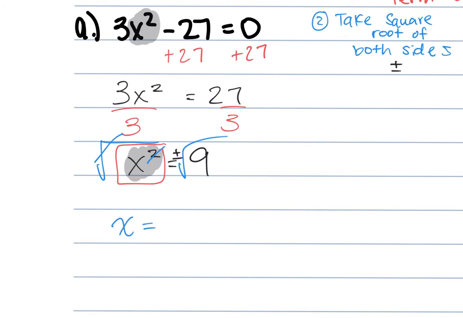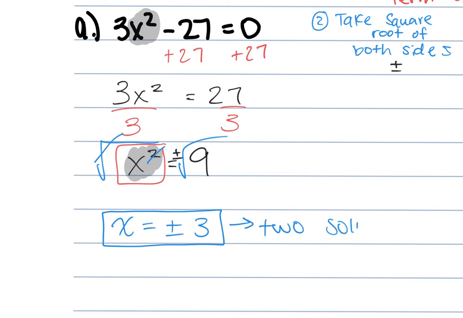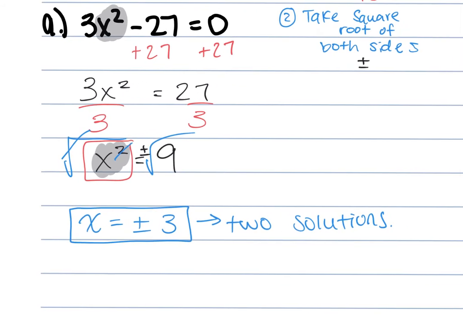Now the square root of 9, if you remember, if we square 3 and square negative 3, they'll both be 9. So when we take the square root of 9, it has to be a plus or a minus 3, because we can have positive 3 or negative 3. So these are our two solutions: x equals positive 3 and x equals negative 3.